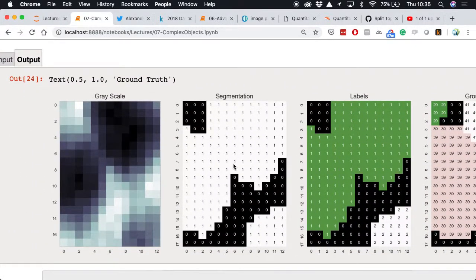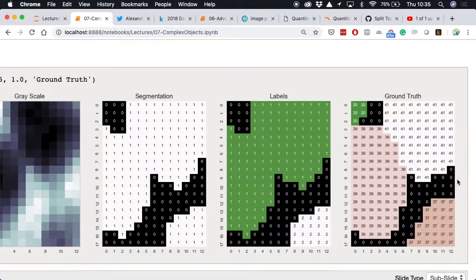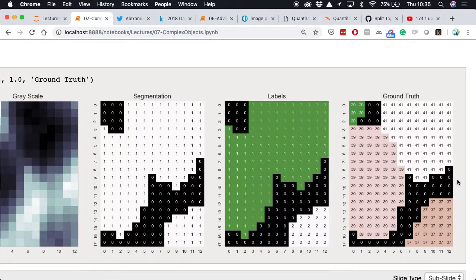And so if we zoom into this, we can go down to just one nucleus that we're looking at. We can see our segmentation value here. We can then look at the labels, where we see that this is labeled as 1 and this is labeled as 2. And then we see the ground truth. The ground truth shows us that this was label 37, this one was 39, and this one was 41. So we somehow need a technique for taking this and drawing a line in between to get those separated well.